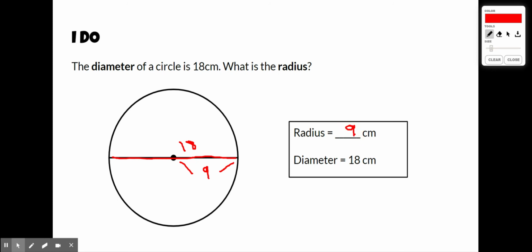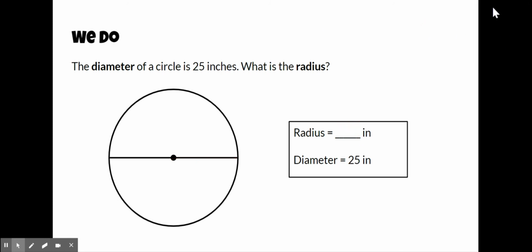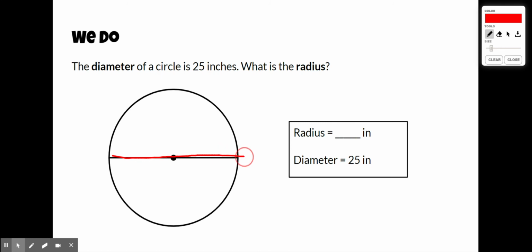would be 9. Let's try a couple together. Take a look at this one. The diameter of a circle is 25 inches. What is the radius? See, that's why it's important that I know which one is which. The diameter is 25. What is the radius? Well, if all the way across is 25, I need to figure out what half of that would be. And half of 25 would be 12.5. So the radius would be 12.5 inches.